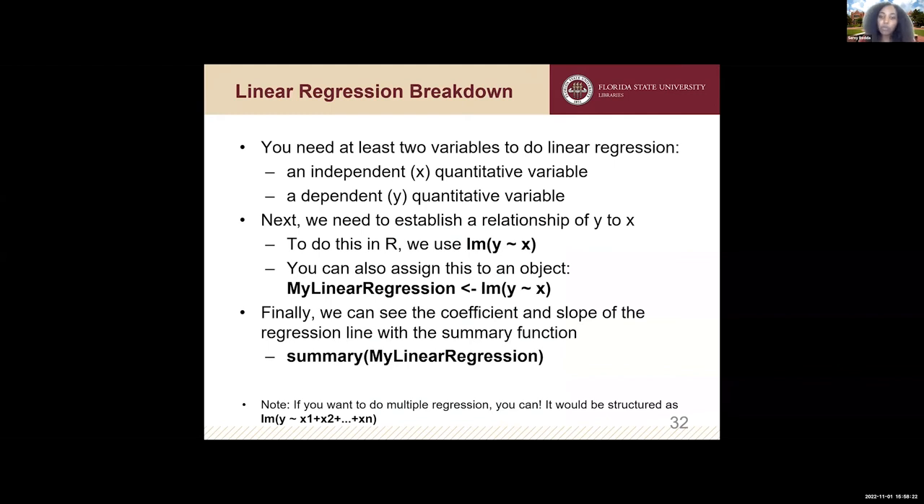If you wanted to do a multiple regression, you can list out your X values with a plus sign between them. Again, similar to a two-way ANOVA, you put lm, open parentheses, Y variable, squiggly line, and then your X variable, plus your next X variable, plus your third X variable, and so on, with a closed parenthesis. And that's how you do a multiple regression.